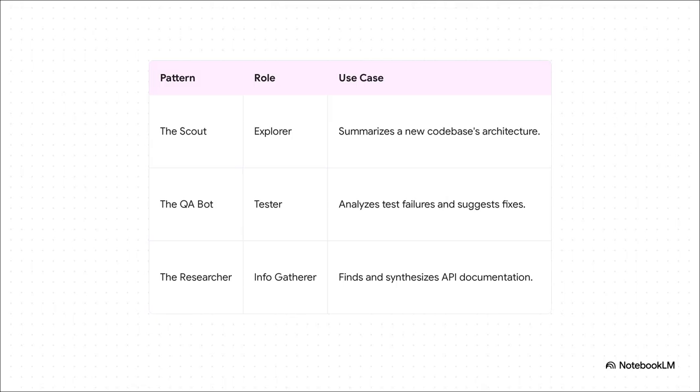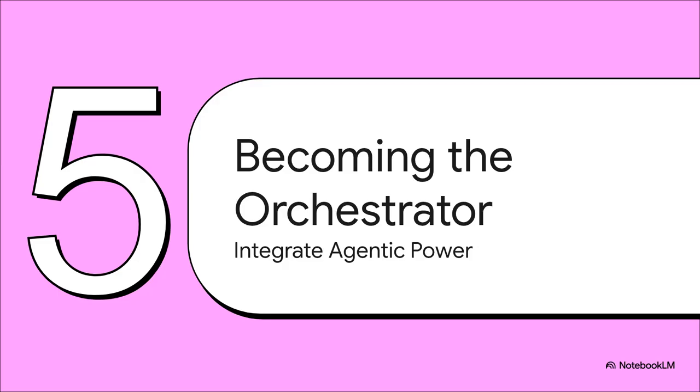And this is where you can get really creative. You can create a Scout subagent to explore a new library and report back. Or a QA bot that does nothing but run tests, find failures, and figure out why they're breaking. Or even a researcher that hits the web to find the latest documentation on an API you need to use. You're basically building a little team of specialized AI assistants on the fly. It's incredibly powerful.